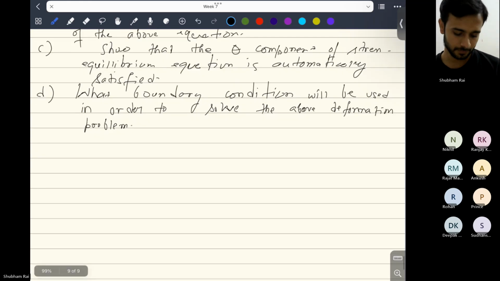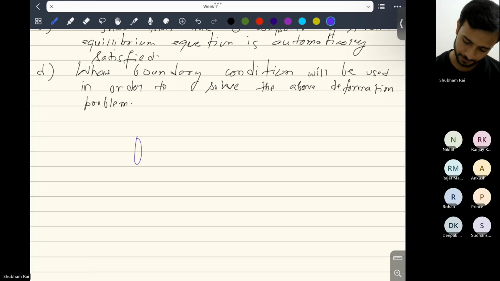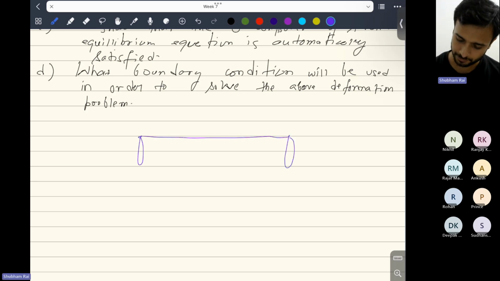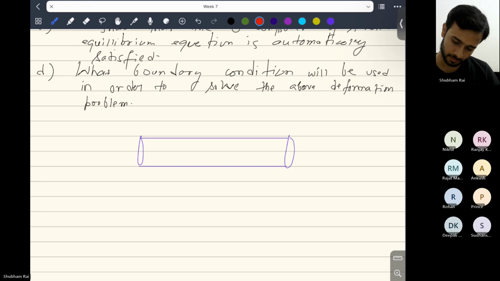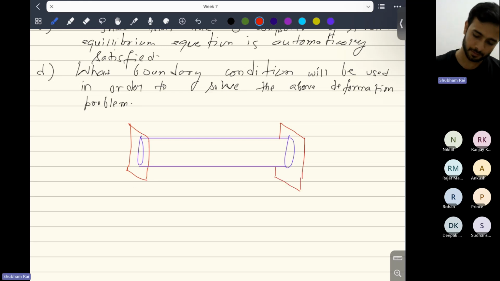Okay, let's start. So let me draw the diagram of the cylinder. So cylinder is like this. We have a radius here and radius here. These two are connected, and these are connected through some rigid plate. So let's say this is the plate here, and this is the plate here.